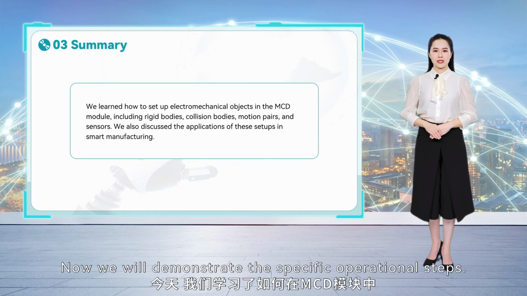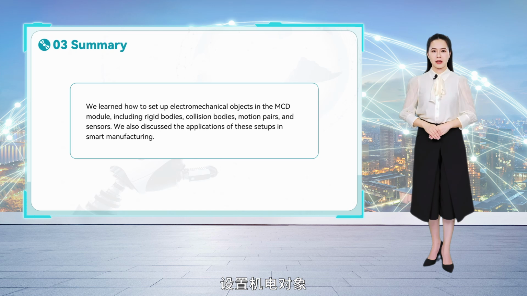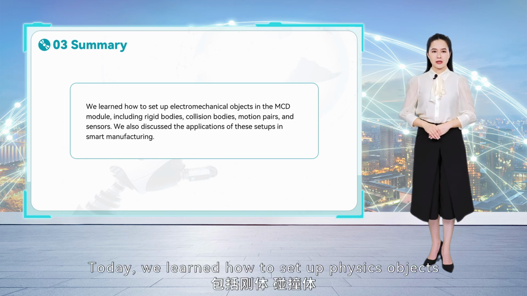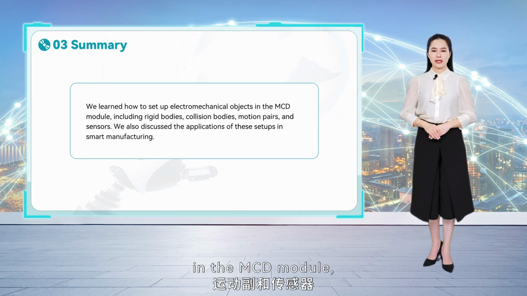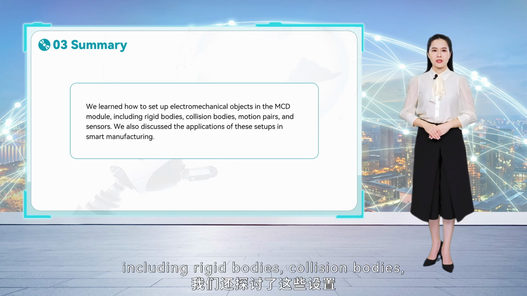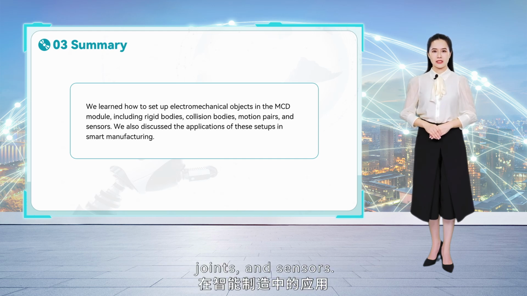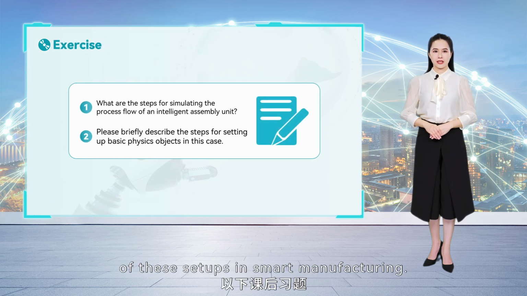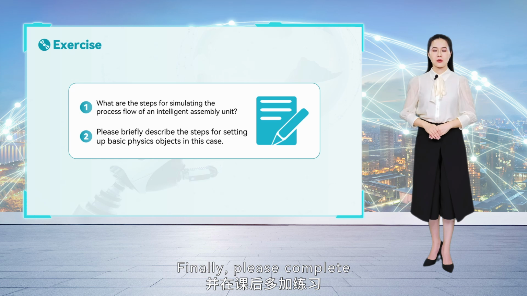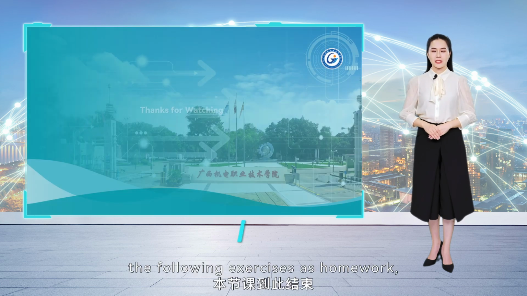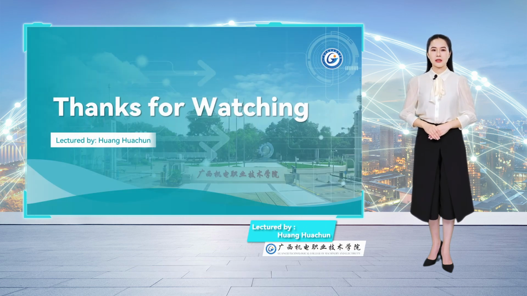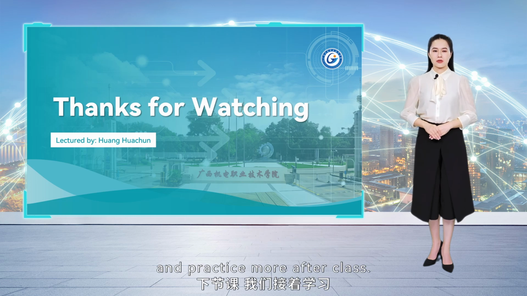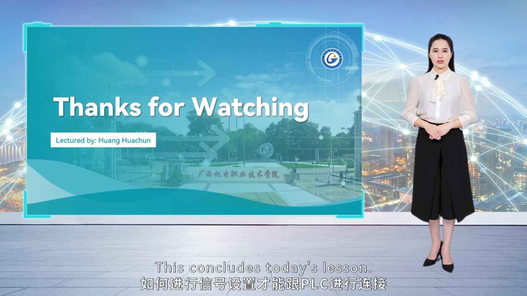Today, we learned how to set up physics objects in the MCD module, including rigid bodies, collision bodies, motion pairs, and sensors. We also discussed the applications of these setups in smart manufacturing. Finally, please complete the following exercises as homework and practice more after class. This concludes today's lesson. In the next class, we will continue learning how to configure signals for PLC connectivity.